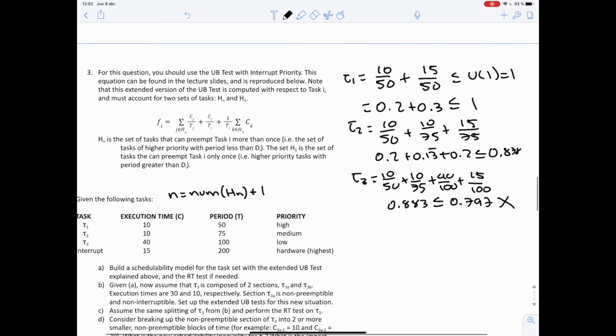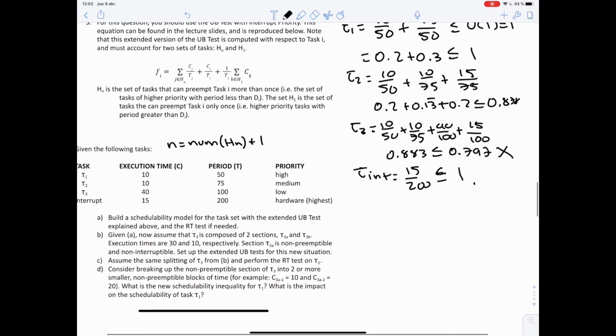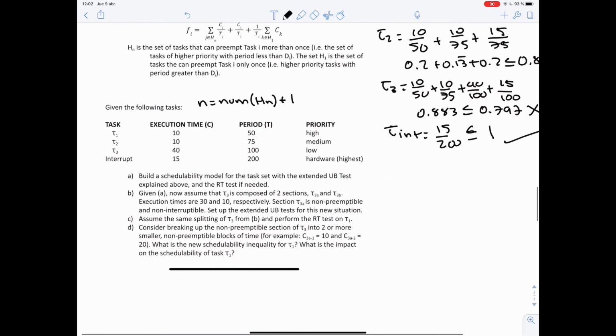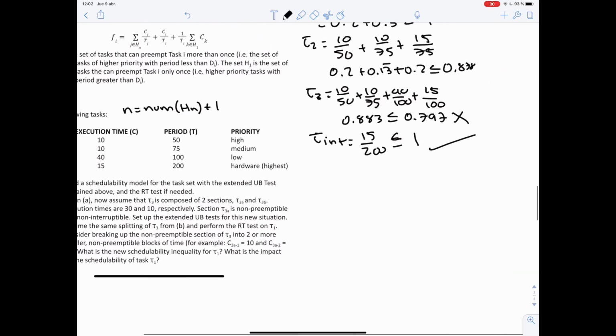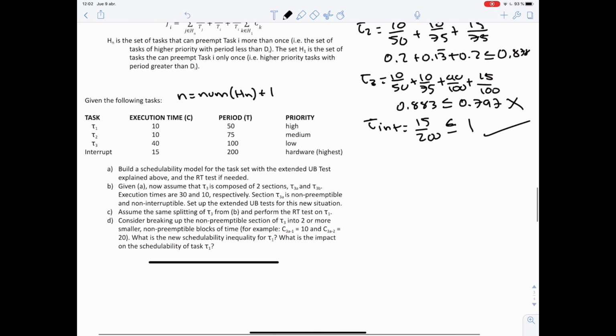We can also do the one for the interrupt. And there are no tasks that have a higher priority in it, so it'll just be by itself. And there are no tasks in HN, so that's just going to be a utilization bound of 1. And that does pass in this case. So we're going to have to use the RT test because task 3 resulted inconclusive.